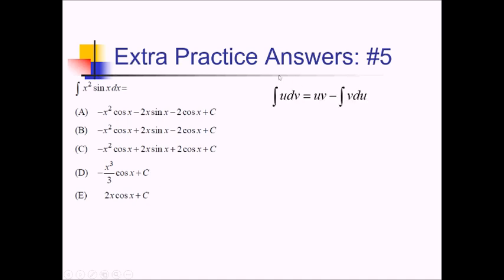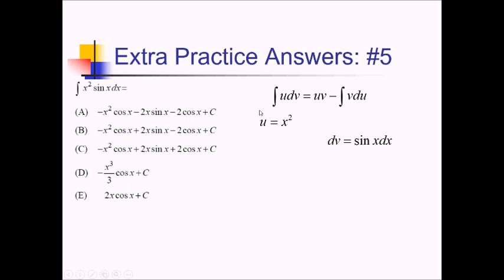I have to pick my u and my dv in the beginning here. For picking the u value, I'm going to use my acronym LATE, L-A-T-E, which tells me that an algebraic, like x squared, is a better choice for u than a trig, like sine of x. So let's let u equal x squared, and then dv is going to be sine of x dx. The key with dv is I want it to be something that I don't mind taking the antiderivative of, and that doesn't get too much worse when you take the antiderivative.